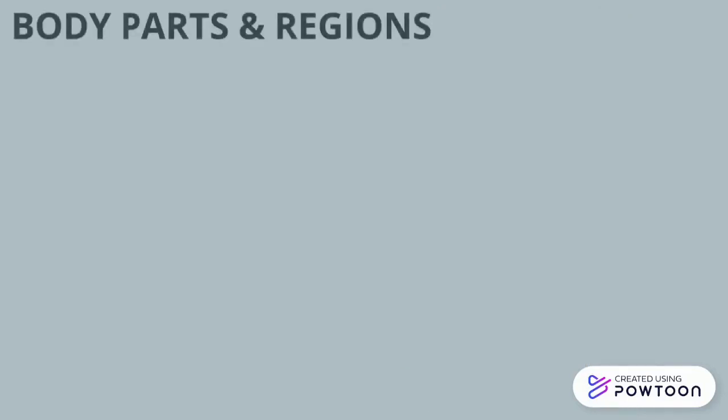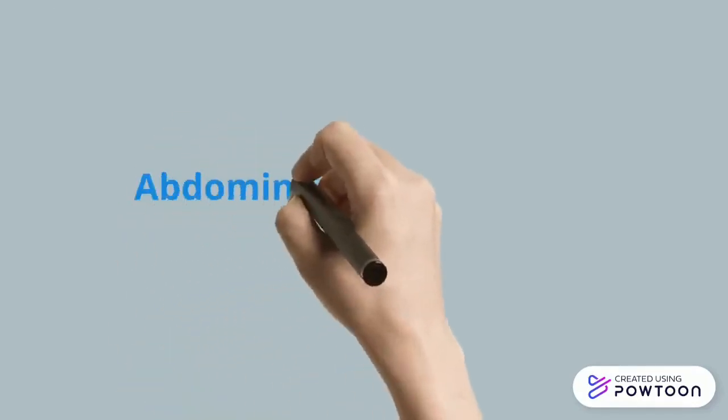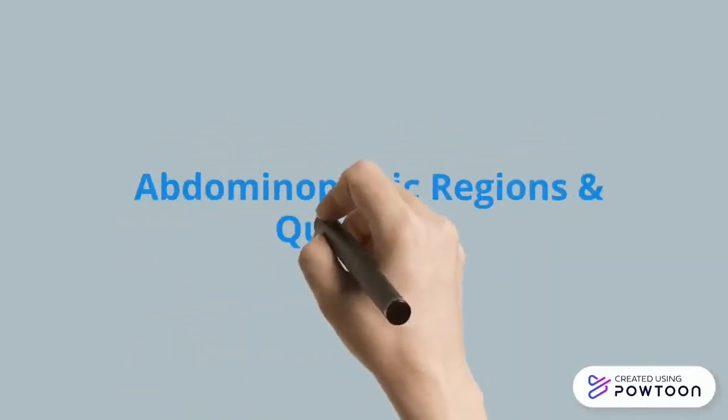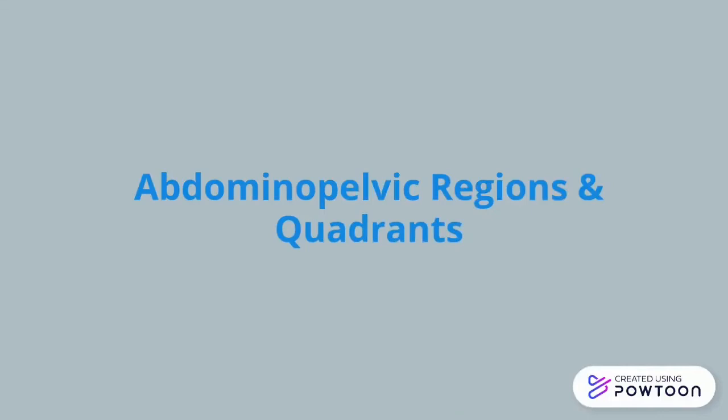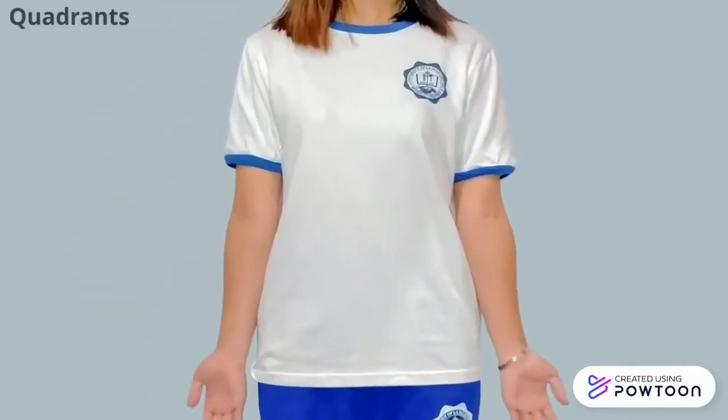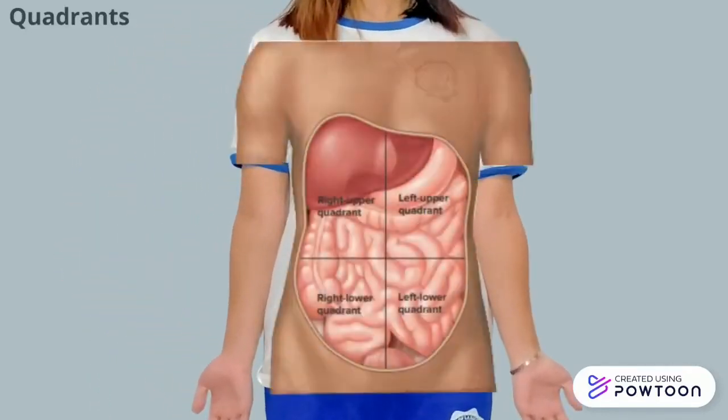Next in our discussion is the body parts and regions, the abdominopelvic regions and quadrants. The abdominopelvic regions and quadrants are the subdivisions of abdomen, which are separated by imaginary lines to demonstrate the relationship of the organs. There are 4 quadrants on the abdomen, and these are right upper quadrant, left upper quadrant, right lower quadrant, and left lower quadrant.